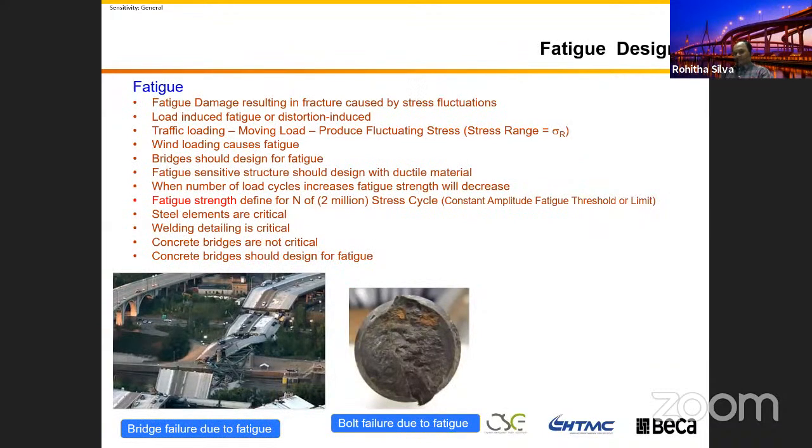Then I'm going to jump into this extension of the sign structure to the fatigue design. This is very important. When you design a bridge, you need to understand the fatigue design principles, because you have to design your bridge for the fatigue.